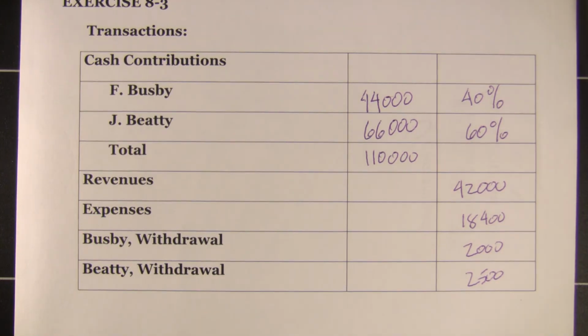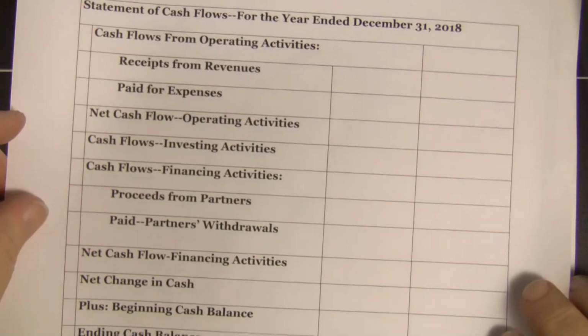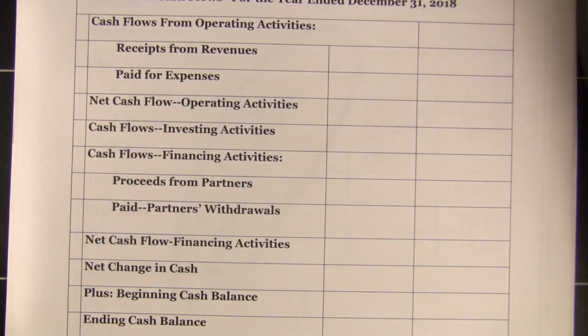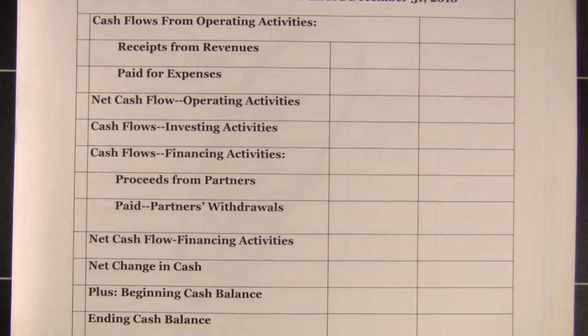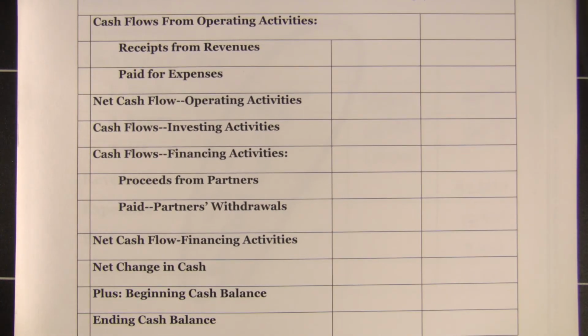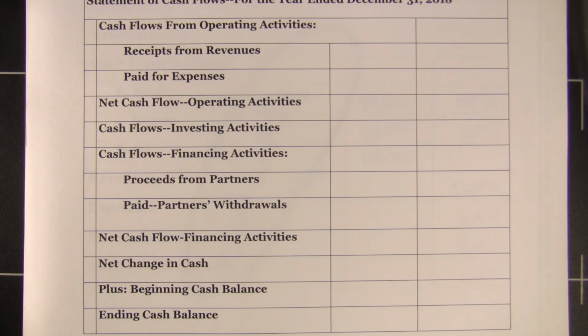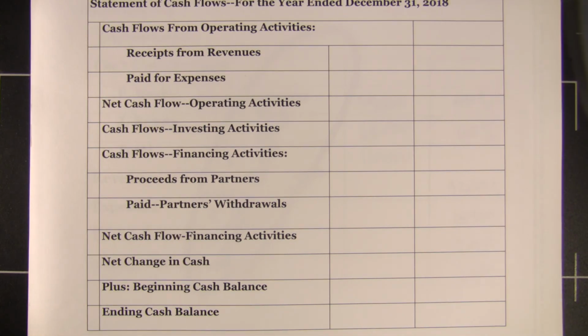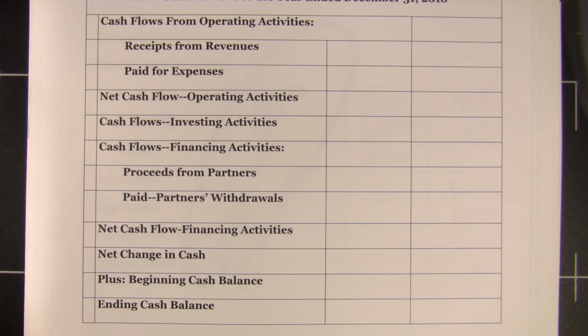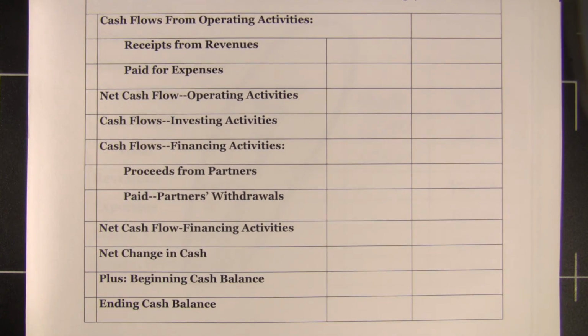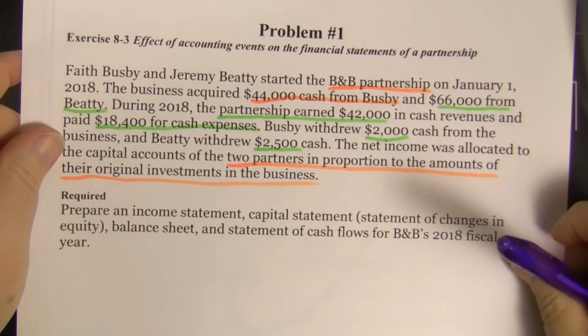The next thing it wants us to do is a statement of cash flows for the partners. And I know every time I say statement of cash flows, half of you go, oh, it's not that bad. Honest, it ain't. I promise. So, let's take a look at the cash flows. First, we have the cash flows from operating activities. This is the cash that we earned doing what we do.